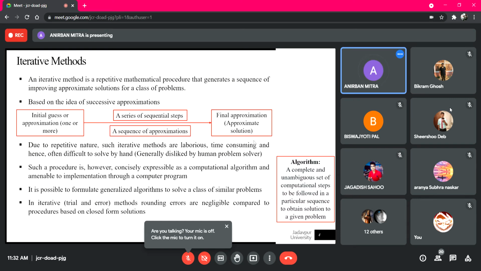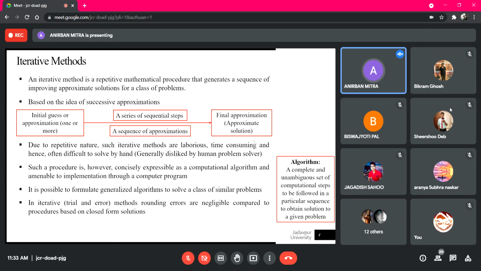There is also the added advantage of these iterative or trial and error methods, that here the errors are negligible. Errors are negligible as compared to the procedures based on the exact methods or closed form solutions. It is quite easy to understand because you are actually keeping track of the errors, and the iterations are in fact driven by the amount of error.